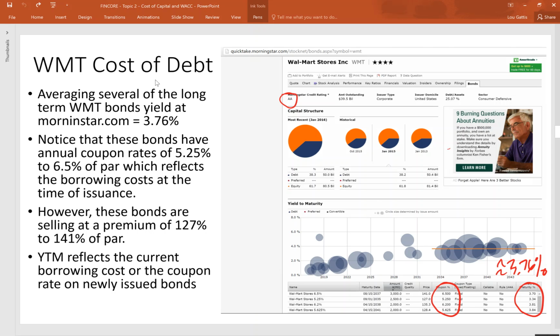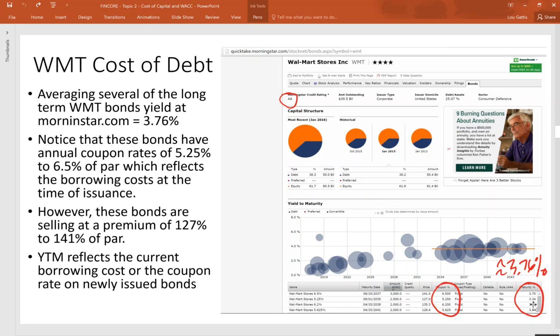So let's first look at Walmart. I went to Morningstar, a free website, clicked on Walmart, and selected bonds. I went down the list here. Here's a bubble chart of Walmart's bonds. The circles are probably related to the size of the borrowing. And what you see is their long-term financing seems to be close to 4%.